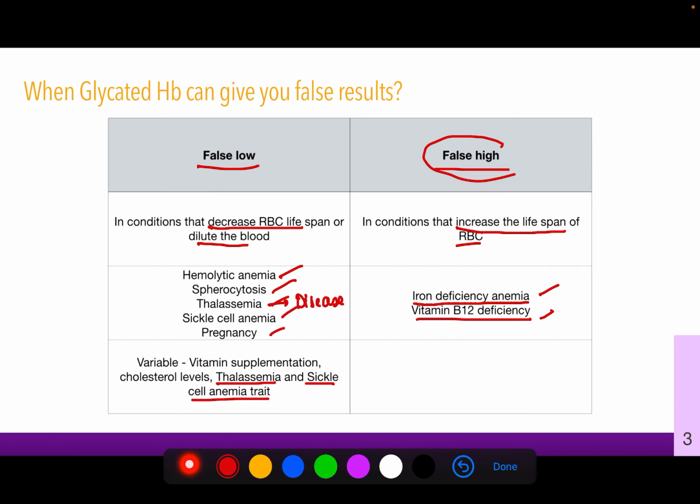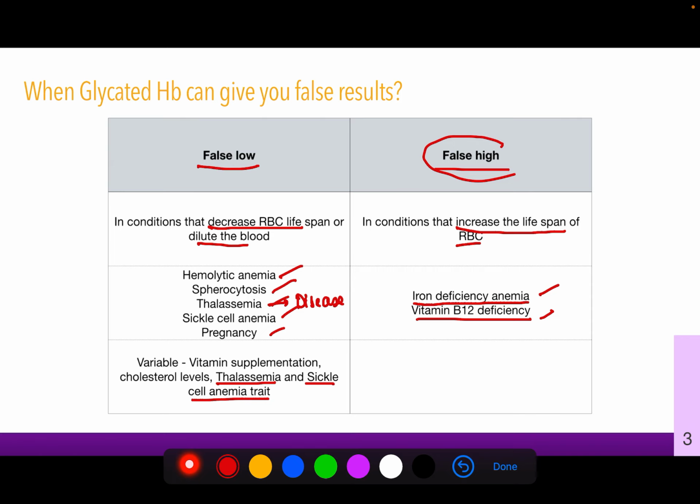But if it's a proper manifested disease, it will show high. Any thalassemia patient, imagine, with a blood transfusion will also show false low glycated hemoglobin levels. Imagine there is a thalassemia patient who underwent blood transfusion recently, and if you are seeing that the glycated hemoglobin is within normal limits, it might be showing false low results. So you should be very cautious about that.